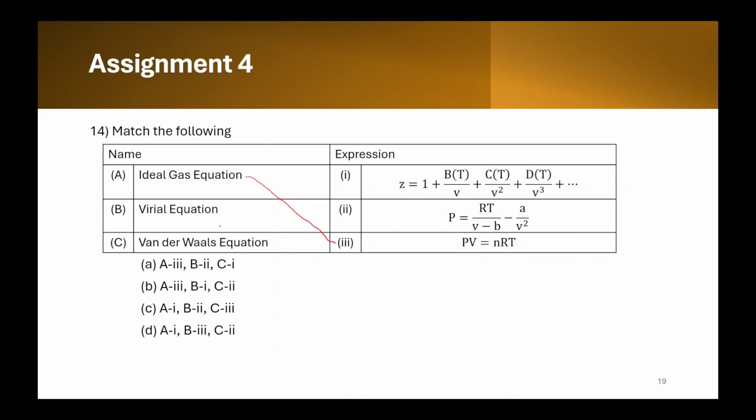What will be the correct expression for the virial equation? 1. Yes. So from here we see the virial equation expression: the compressibility factor equals 1 plus these terms with virial coefficients. This will be the second virial coefficient, this the third virial coefficient, this the fourth, and so on. So basically it's a series, and these are the molar volumes.